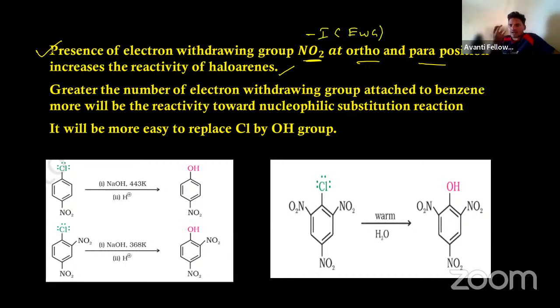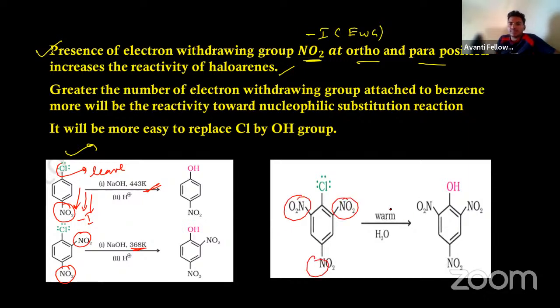They will pull the electrons downwards, so then chlorine can be released very easily. Why does the presence of -I favor more? Because they will pull the electrons downwards, then chlorine can leave. When chlorine can leave, then we can clearly say from here the stability of the carbocation. You can see here, when we are having one NO2 group, meaning one -I group, the temperature is 443. When we are having two NO2 groups, the temperature has decreased to 368. When we are having three, then no high temperature is required. In warm conditions maybe it can convert.